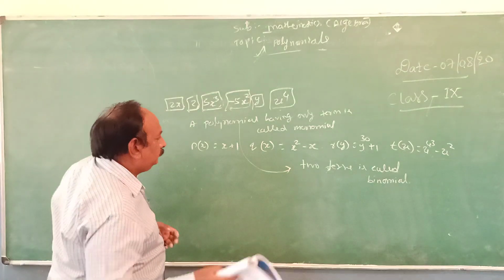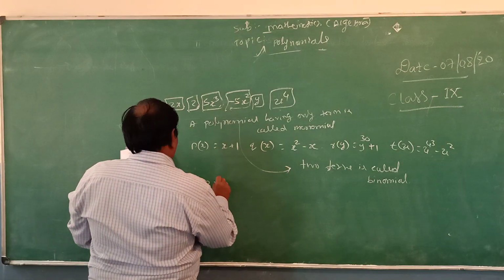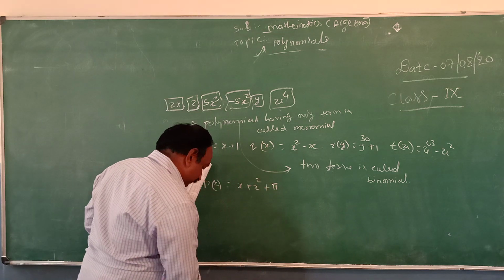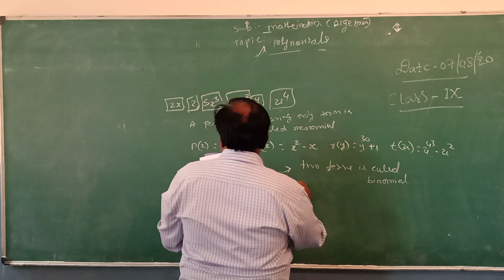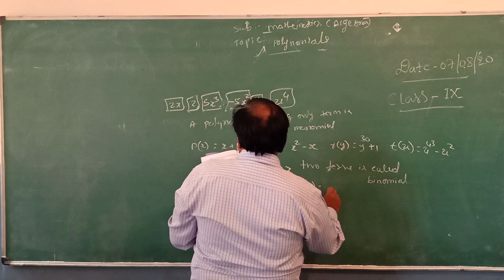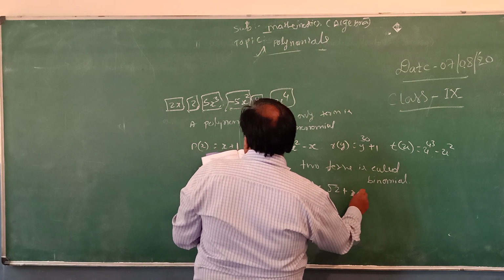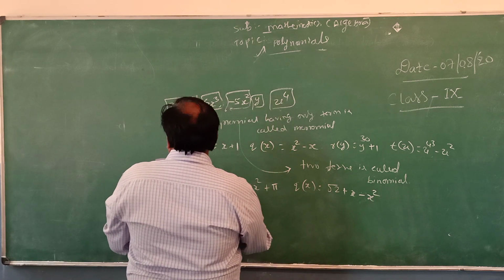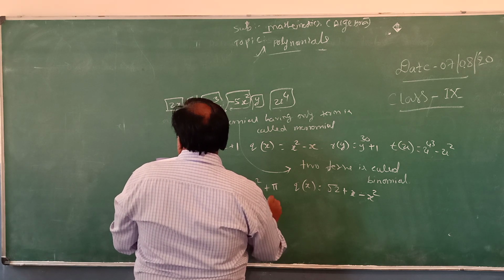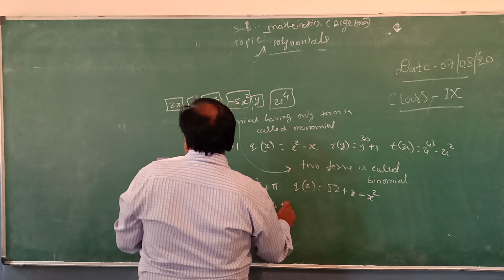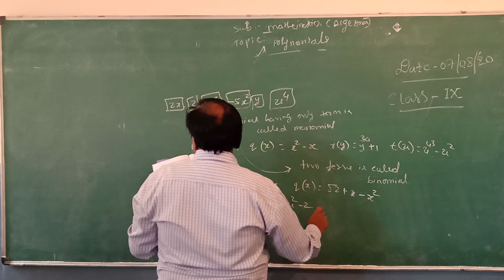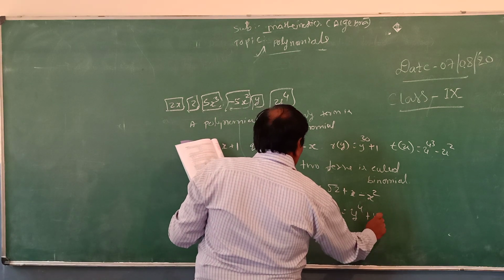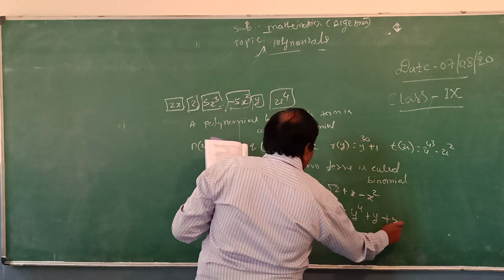Now, P of x is equal to x plus x square plus 5. Next, Q of x is equal to root 2 plus x minus x square. R of u is equal to u plus u square minus 2. T of y is equal to y to the power of 4 plus y plus 5.